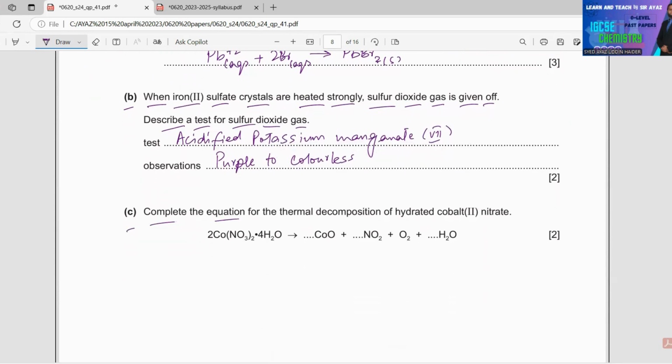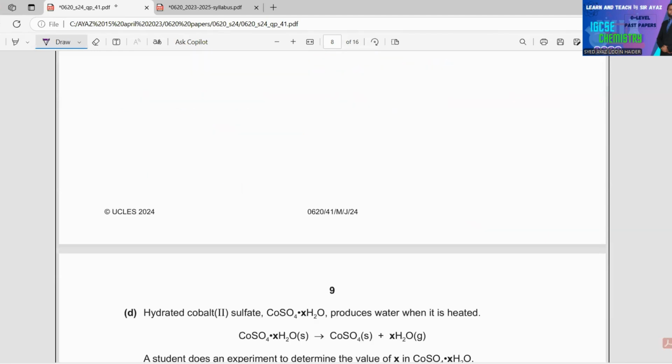The next part C. Complete the equation for the thermal decomposition of hydrated cobalt(II) nitrate. You have 2Co(NO3)2.4H2O gives blank CoO plus blank NO2 plus blank H2O. So in order to balance the Co on the right hand side, you will write 2 before CoO. What about NO2? You have 2 multiplied by 2, 4 N on the left hand side. So you'll write 4 before NO2. What about hydrogen? 4 multiplied by 2 is 8, 8 multiplied by 2 is 16. So it means you have to write 8 here. This will be the final balanced equation.